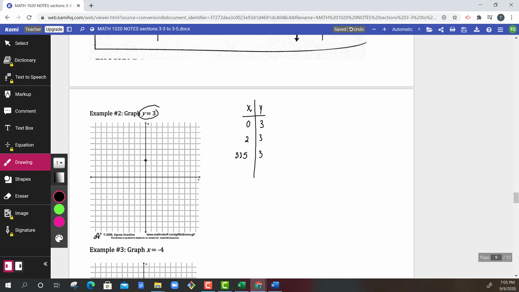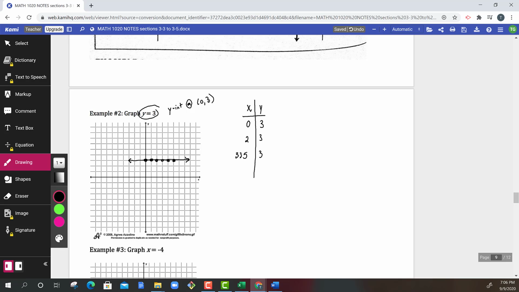So we're going to graph the point 0, 3. That's our y-intercept. And then graph another point where the y-coordinate is 3. Which essentially is all of these points I'm plotting right now. So y equals 3 is a horizontal line that has a y-intercept at 0, 3.